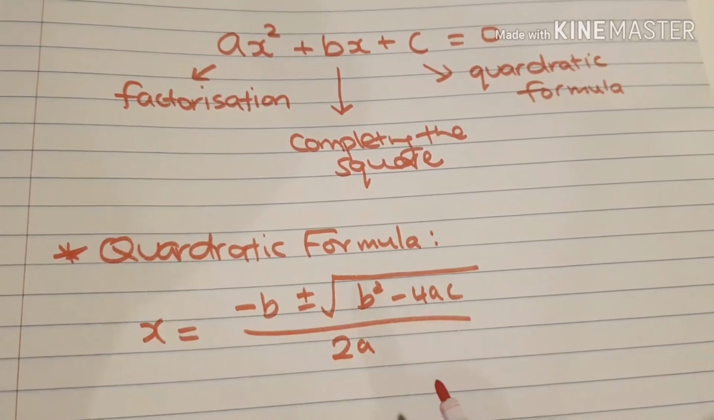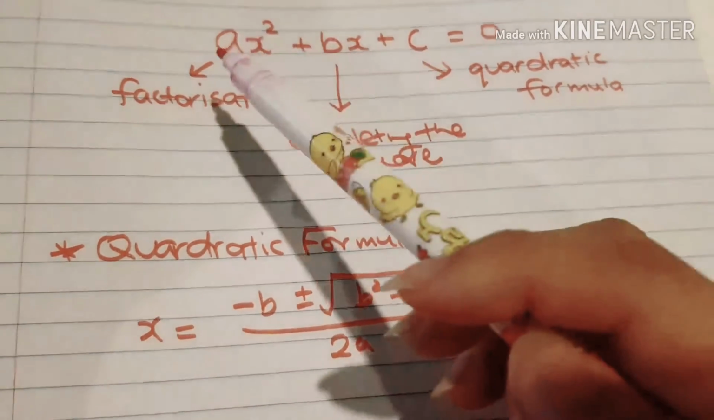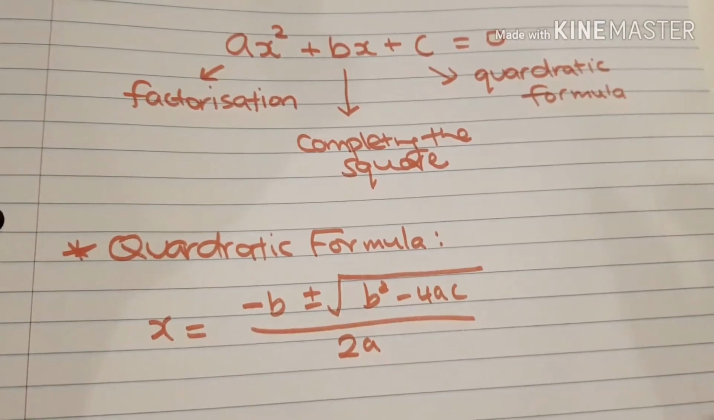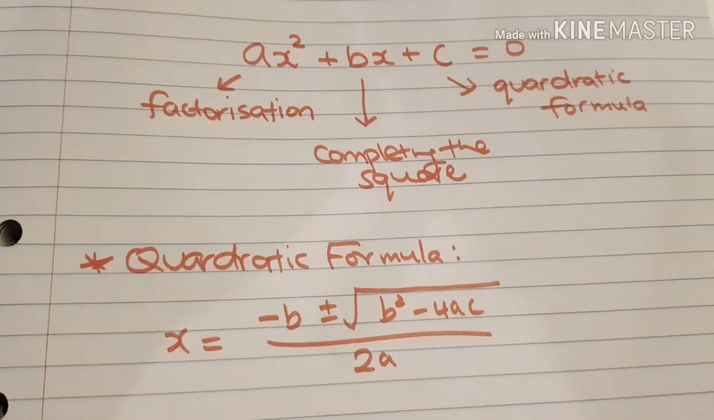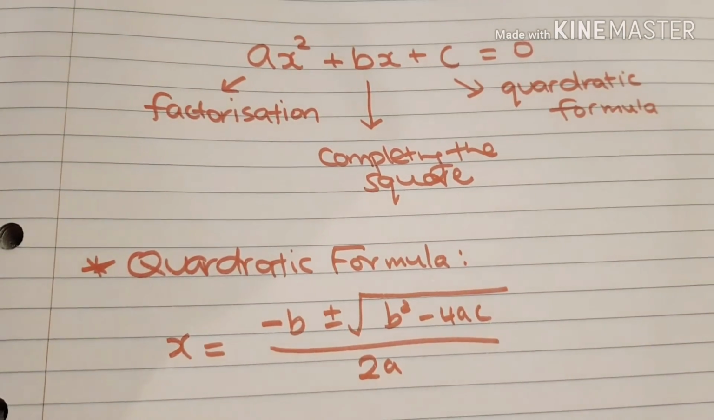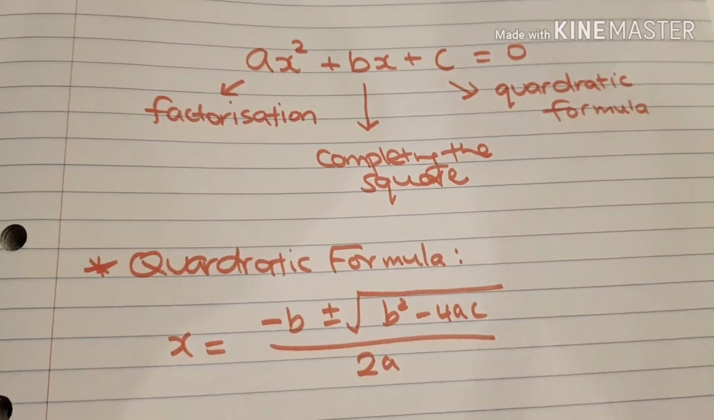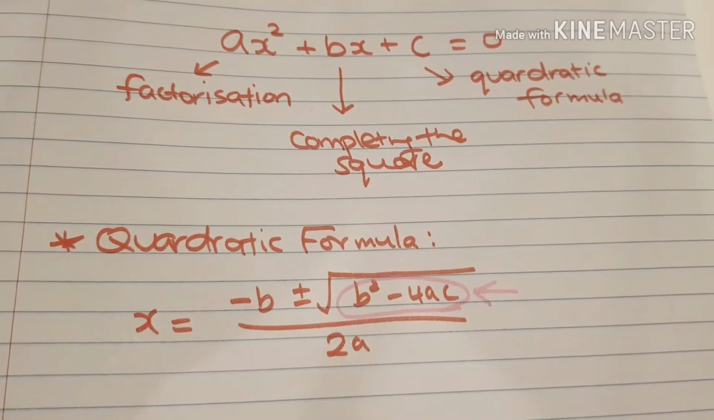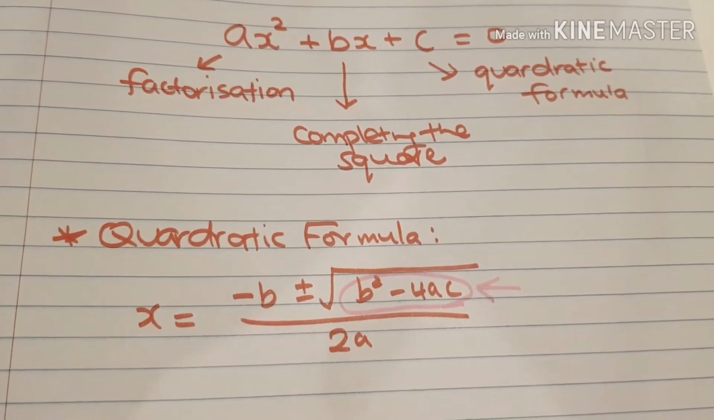This was the formula to follow. Basically, you're inserting a, b, c into the formula to get the value of x. And if you would like to find out how many solutions there are, basically how many roots there are, we use this part to calculate and see how many roots there are.